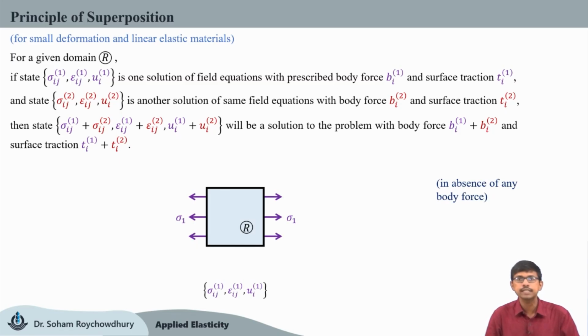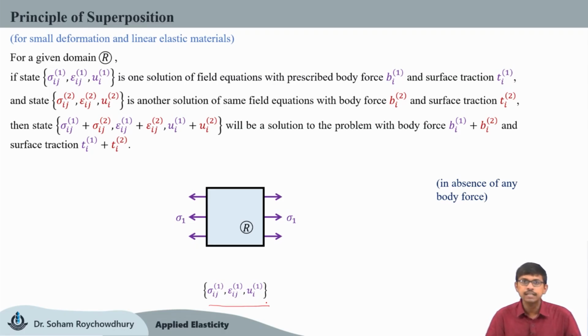So, first we are considering this continuum, which is a square subjected to sigma 1, that is stress along the 1 direction, where 1 is the horizontal direction and 2 is the vertical direction, let us say. So, this is subjected to one particular surface traction. Ti1 is specified here as sigma 1 on the left and right faces, and when this body is subjected to this particular surface traction, the corresponding solution is obtained as, let us say, sigma ij1, epsilon ij1 and ui1, and we are not considering any body force. This is in absence of body force.